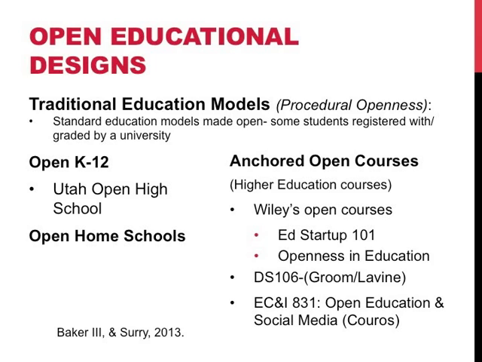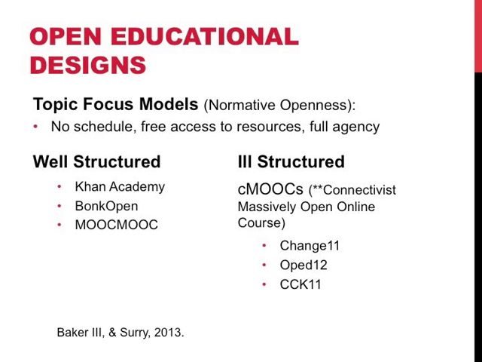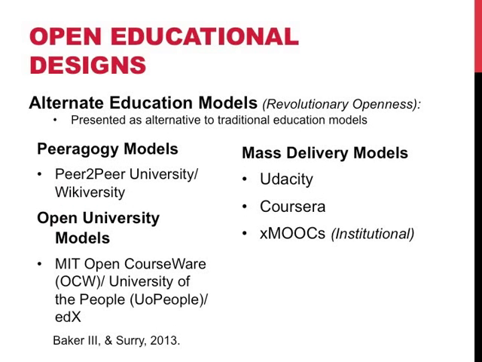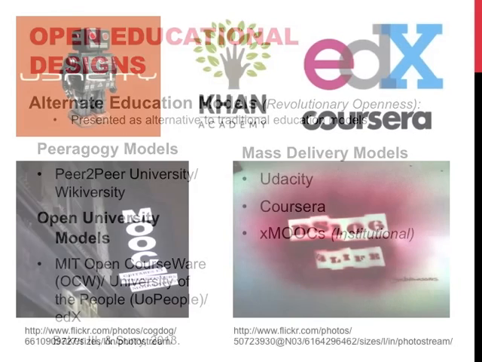The difference, again, I kind of went through this, is that the topic focus models don't really have a schedule. There's free access to the different resources, and the student should have full agency, which is the distinguishing feature. The student has control, so it goes under normative openness. And then the alternate education models are presented as an alternative to traditional education, meant to substitute or supplant traditional education in some way and change the way that we do things.